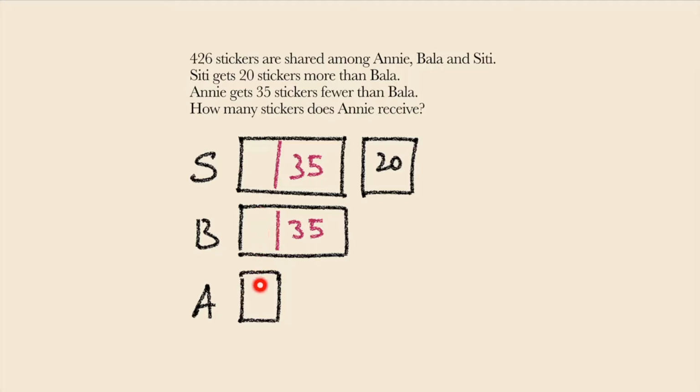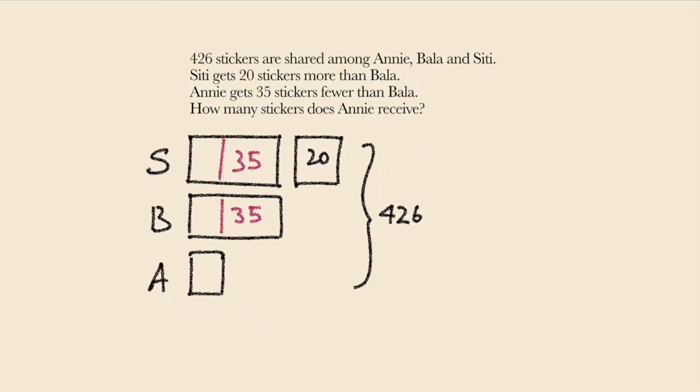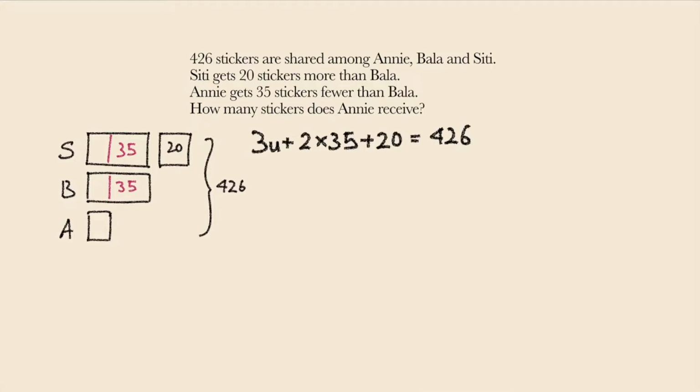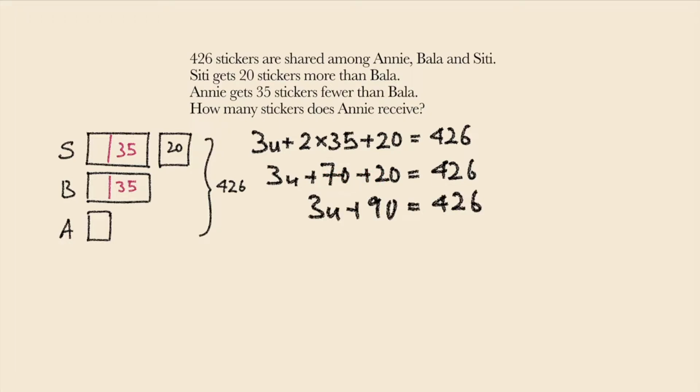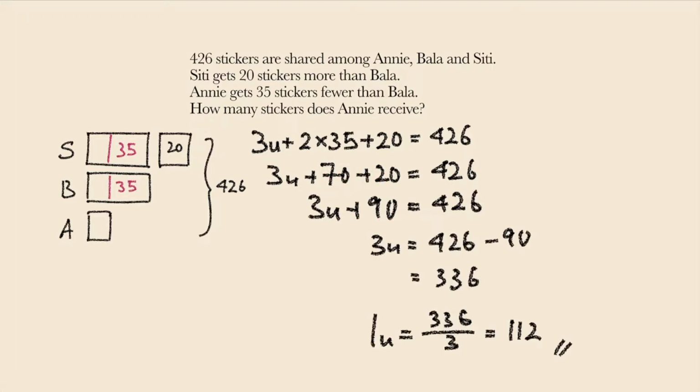1u, 1u, 1u, 35, 2 of them, and 20. So the total, bearing in mind, is 426. We can form an equation from here, which says 3 units plus 2 35s plus 20 make up 426. So simplify 2 35s, that's 70. Combine these two, we will get 90. Move it to the right hand side, that's minus 90. So 3 units is 336, 1 unit is 336 divided by 3, 112.